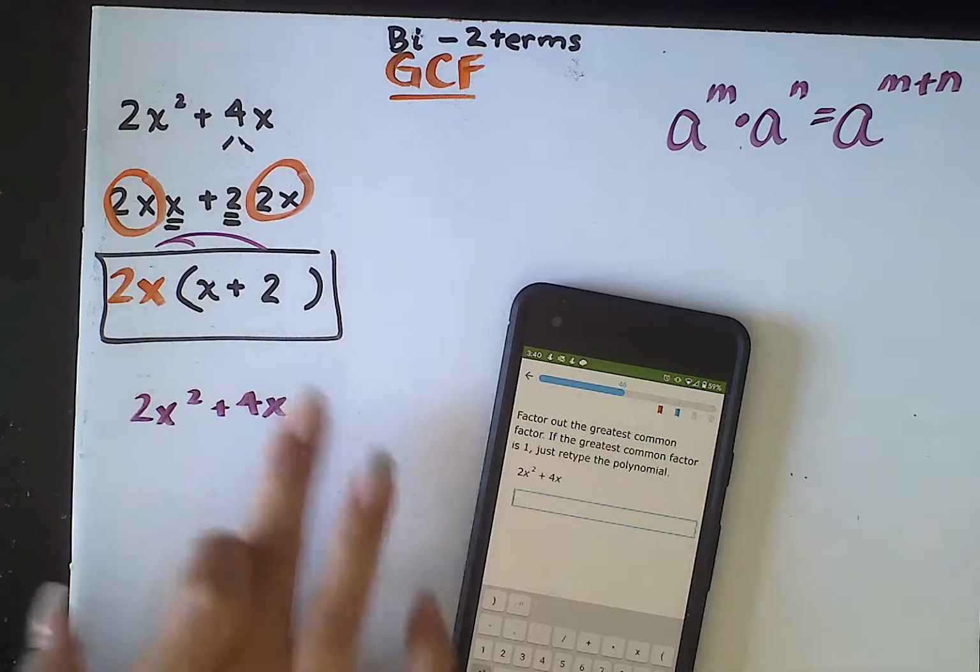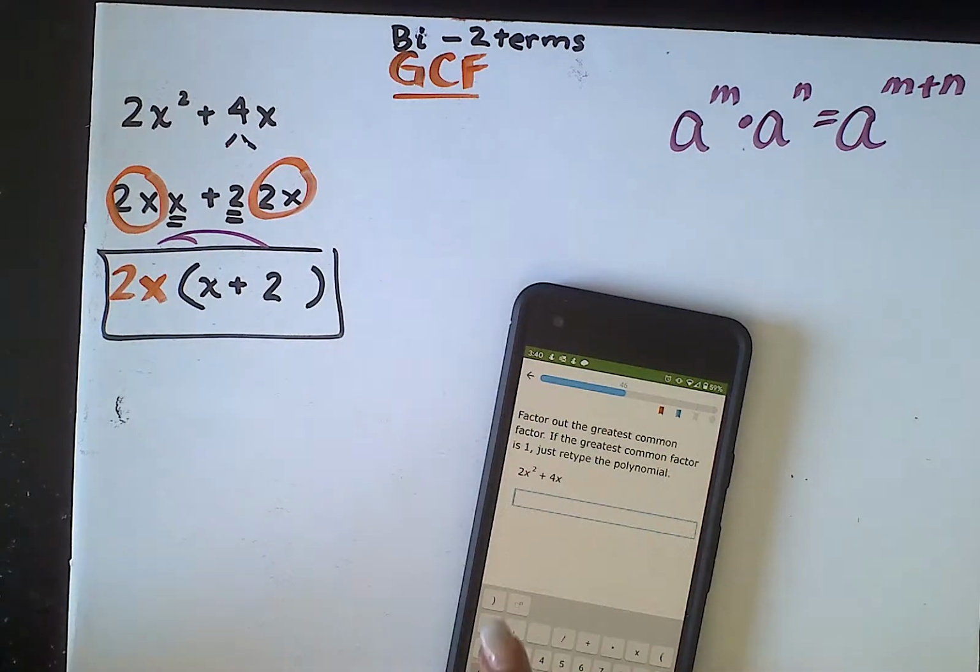So let's go ahead and type it out. I'm going to erase this. I don't want to write the wrong answer again. 2x times x plus 2. Okay, submit.